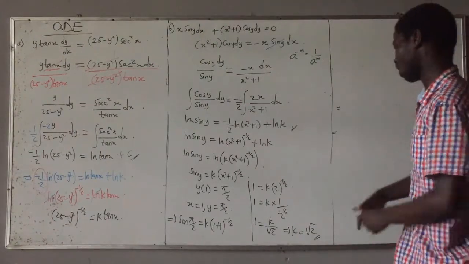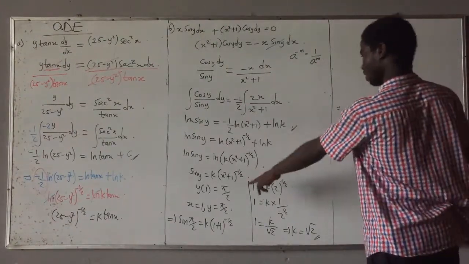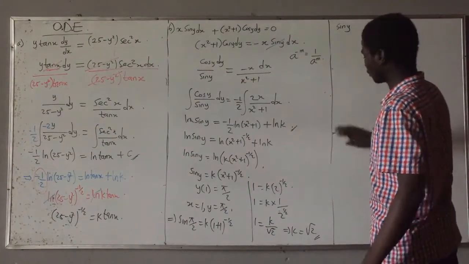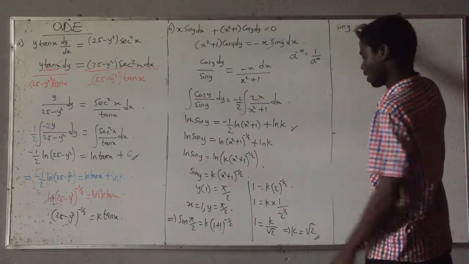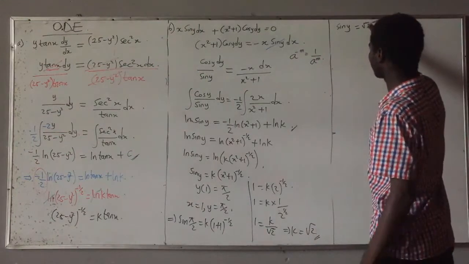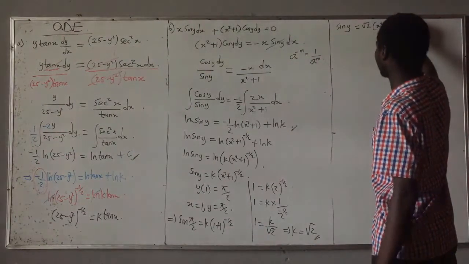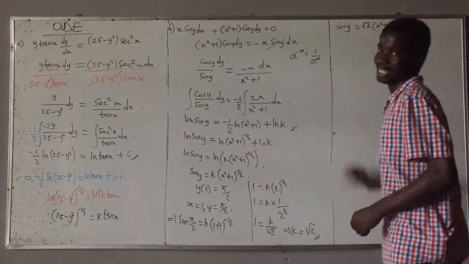So we slot in the values. k is equal to root 2. So that means that I have what? sin y equal k, which is root 2, times (x squared plus 1) raised to power minus 1 over 2. And that will be the answer.